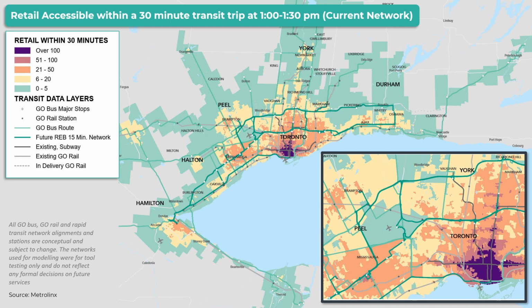We've leveraged our tool here to map out transit access to retail locations within 30 minutes between 1 and 1:30 p.m. Again, the tool is very flexible, so we wanted to demonstrate that here. So here we're showing that for the current network. As displayed, the reach of transit to shopping opportunities shows a strong relationship with the subway and frequent bus network in both Toronto and Mississauga.